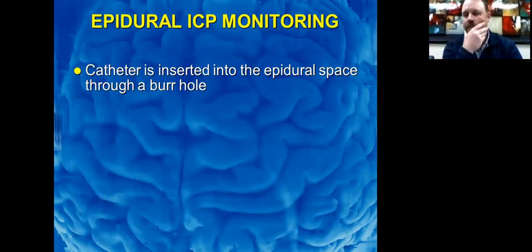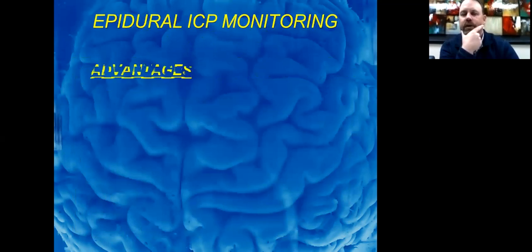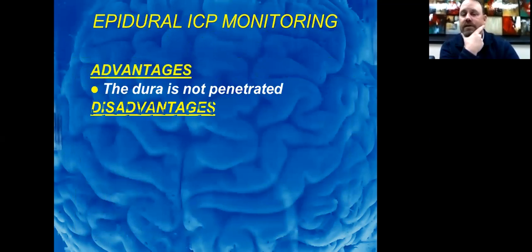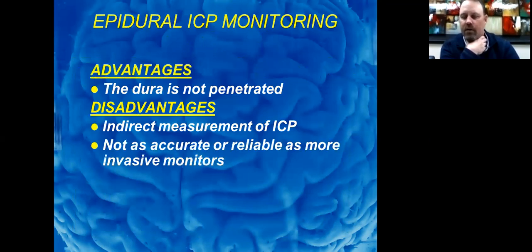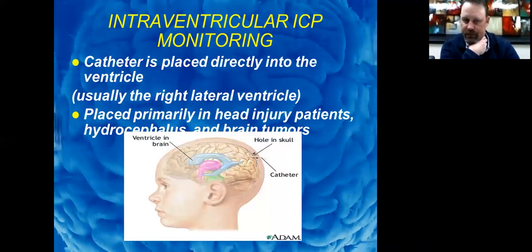Epidural. Catheter is inserted into the epidural space through a burr hole. And the advantage is the dura is not penetrated. Disadvantages, it's not directly measuring ICP. It's pretty indirect. It's not quite as accurate. And you're unable to drain the CSF.